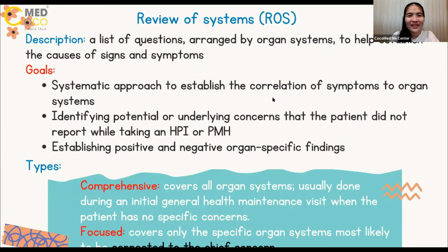And the last thing we can start with is the review system, like ROS. As I told you, after you have all this, you can start with a list of questions and arrange the review system by organ system, and you can establish the cause, signs, and symptoms, and the correlation of the symptoms to the organs or the system.